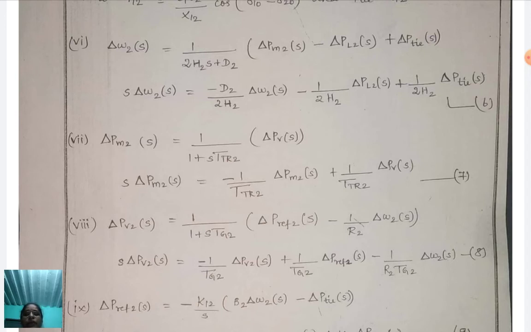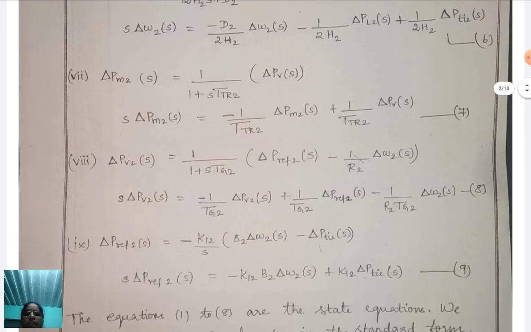Then the eighth equation, we have to calculate the valve power of area 2. Del PV2 of s equals 1 divided by 1 plus s into Tg2 into del P reference 2 of s minus 1 by R2 into del omega 2 of s. So s into del PV2 of s equals minus 1 divided by Tg2 into del PV2 of s plus 1 divided by Tg2. The Tg is nothing but the governor model. Del P reference 2 of s minus 1 divided by R2 Tg2 into del omega 2 of s.